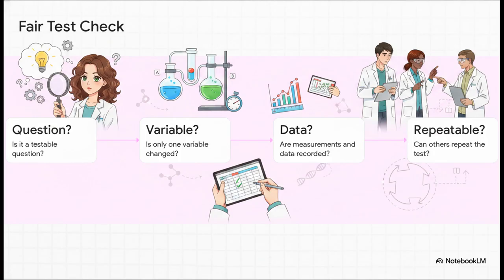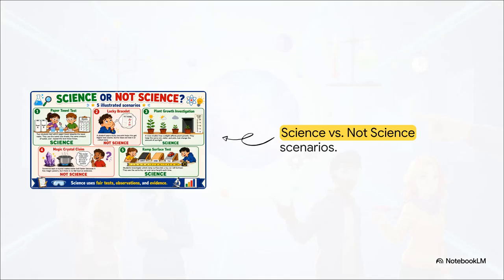Ask yourself, 1. Do I have a testable question? 2. Is only one variable being changed? 3. Am I taking real measurements and recording data? And 4. Could someone else repeat this exact task fairly? If the answer to all 4 of those is yes, congratulations, you are doing real science. And you can literally apply this same 4-step checklist to everyday scenarios.